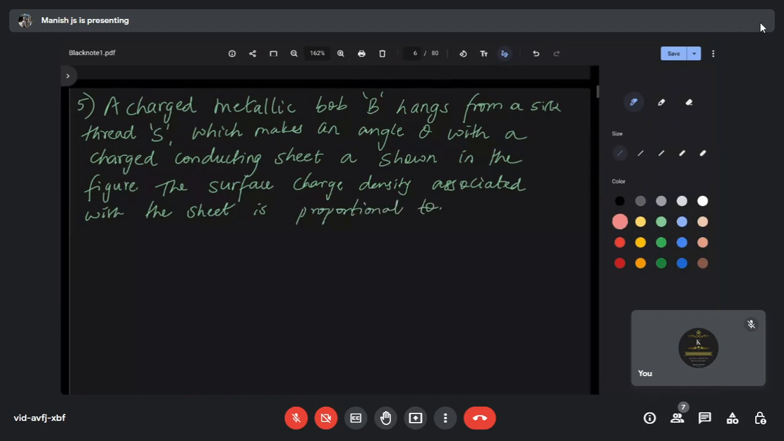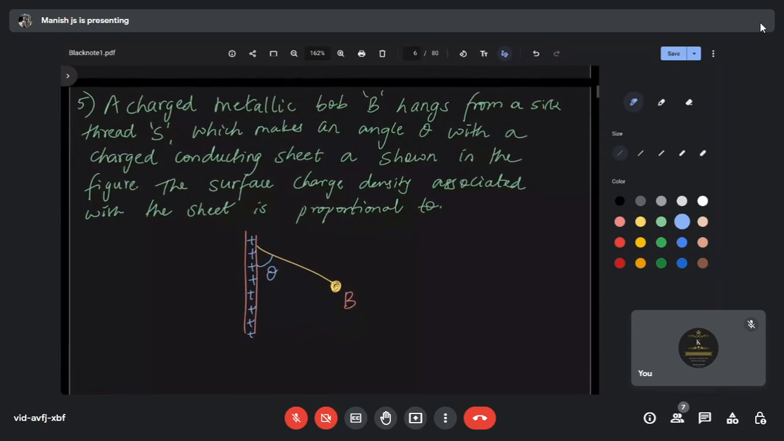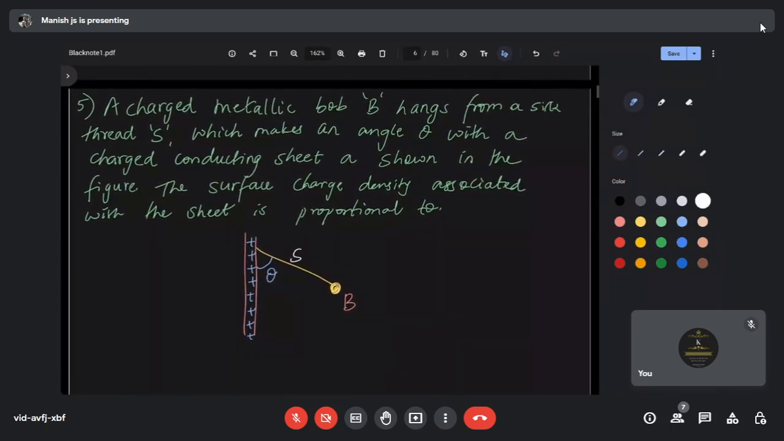So first உங்களுக்கு figure கொடுத்துறேன். This is the figure. This is a charged sheet. And you have the metallic bob which is attached to this. So with the metallic bob B, it makes an angle of theta as shown in the figure with the thread S, silk thread. Okay, that's it.